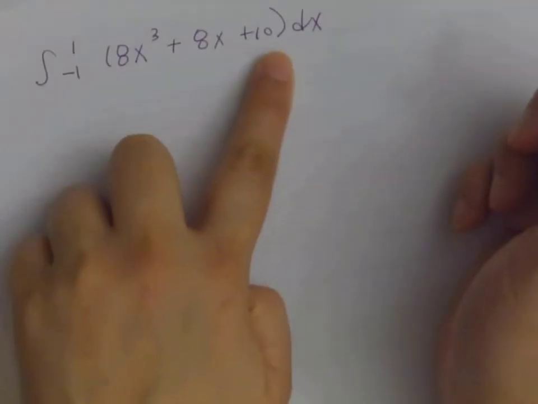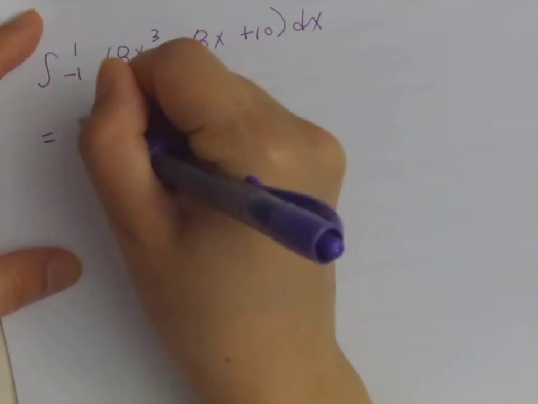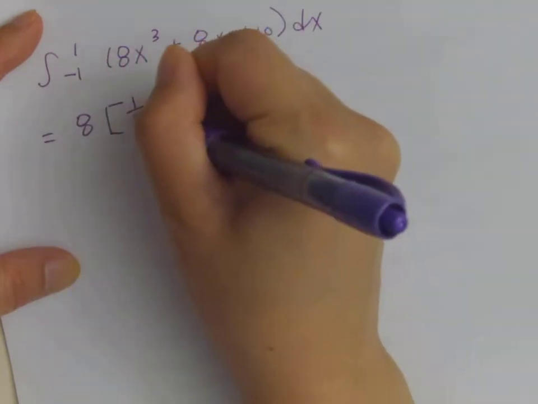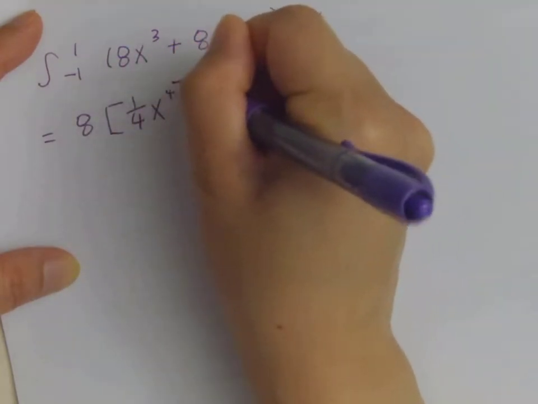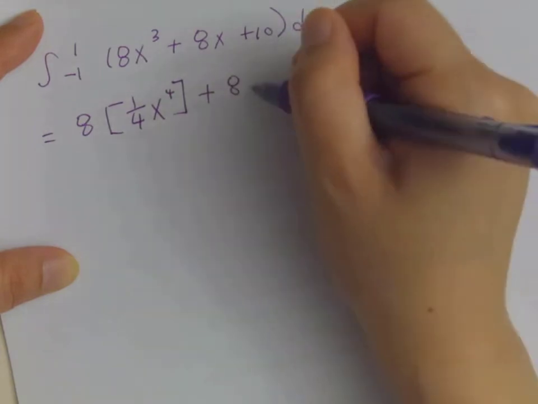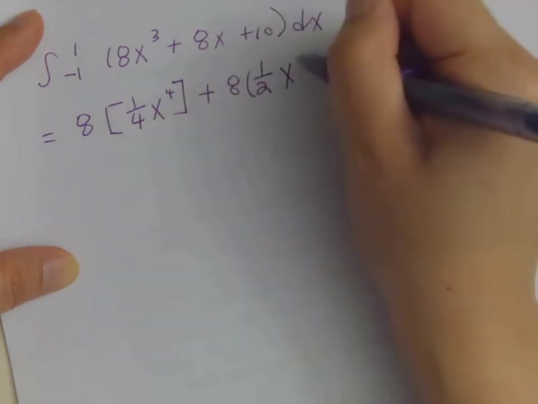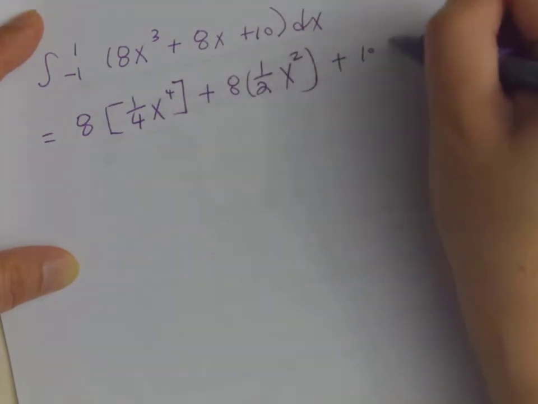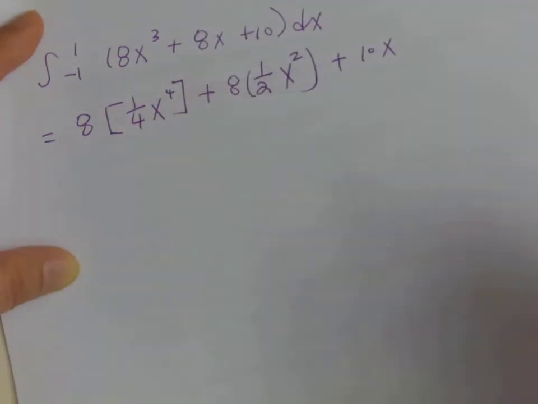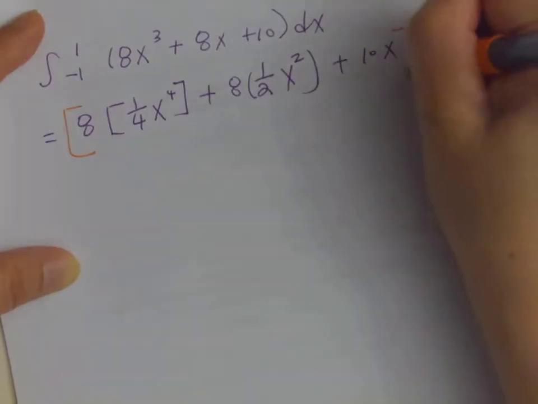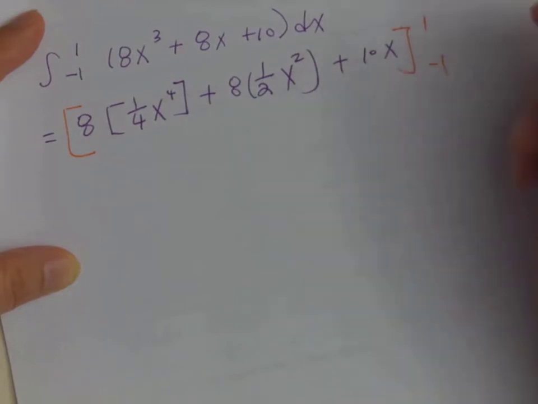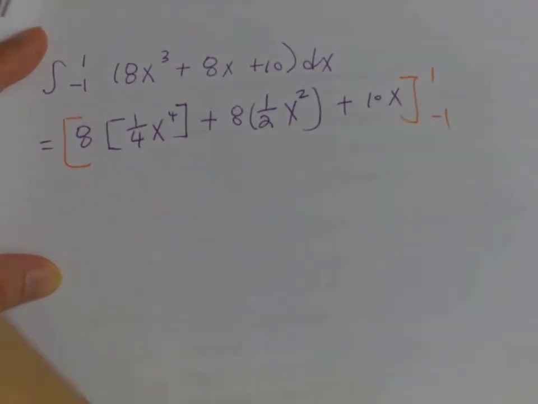Let's do another definite integral together. So this one, just taking individual terms. So the first one would be 8 times 1 over 4 x to the 4, right? Plus 8 times 1 over 1 plus 1, which is 2, so x to the 2, plus 10x, right? And then this whole thing, after you take the integral, you will need to plug in 1 and -1 and you subtract the 2, right?